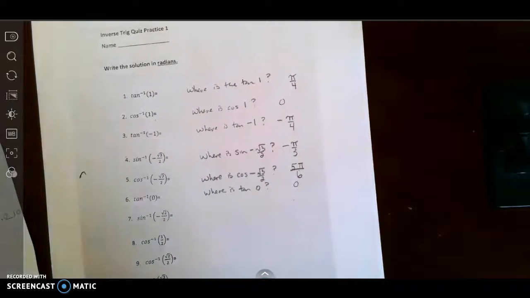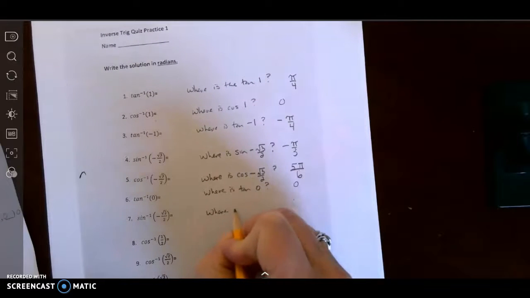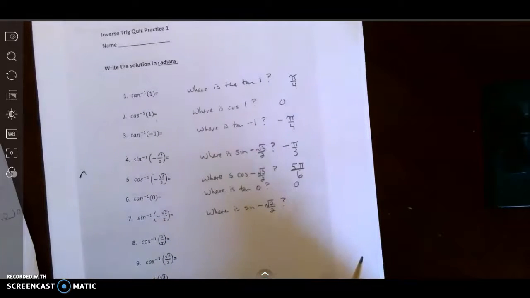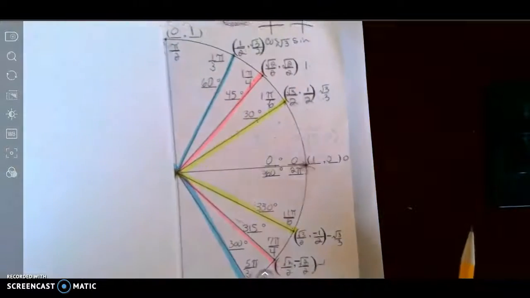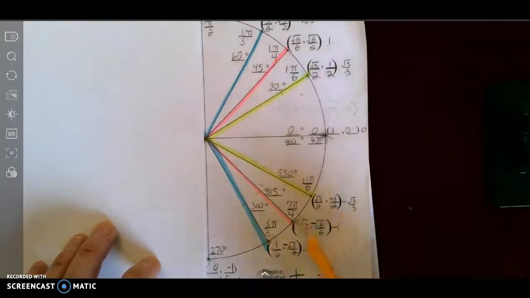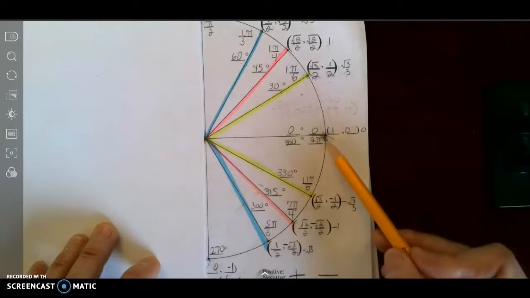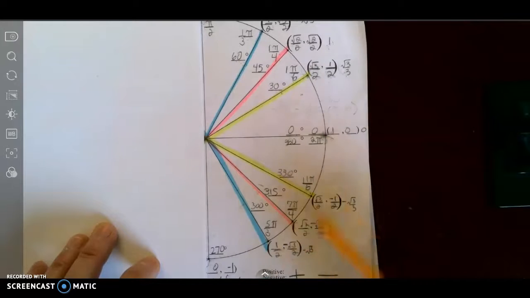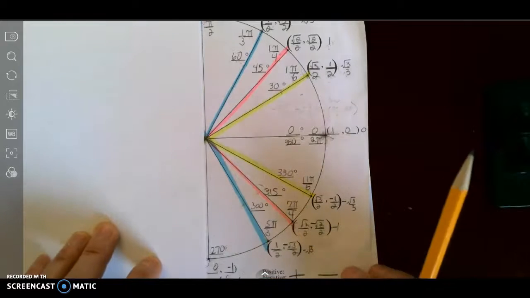Okay, number 7, where is sine negative square root of 2 over 2? Sine is the y-coordinate. Again, I'm looking at just the right side. It's negative, so I know that it has to be in this negative quadrant. And the y-coordinate right here is negative square root of 2 over 2. And again, it looks like the answer should be 7 pi over 4, but remember, for inverses, this quadrant is negative pi over 6, negative pi over 4, negative pi over 3, negative pi over 2. So this answer here is negative pi over 4.